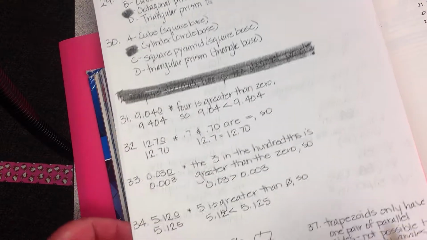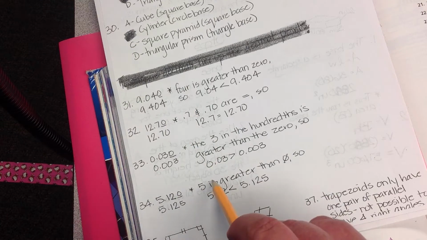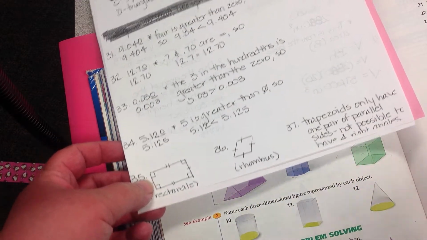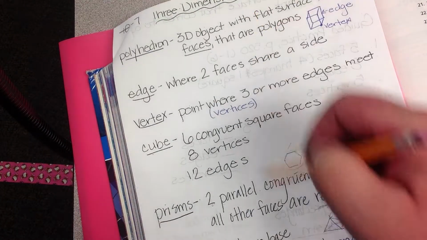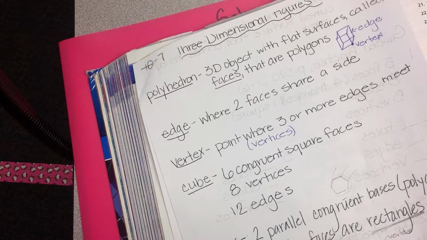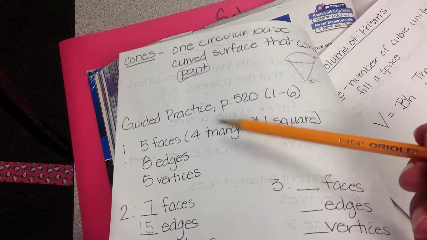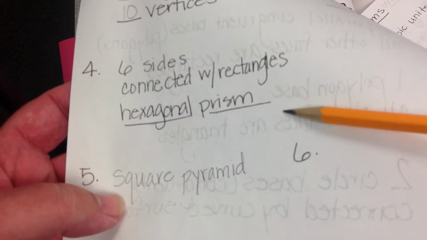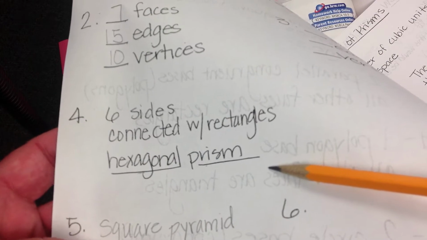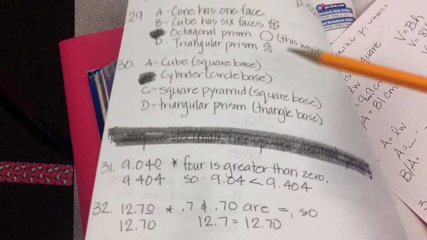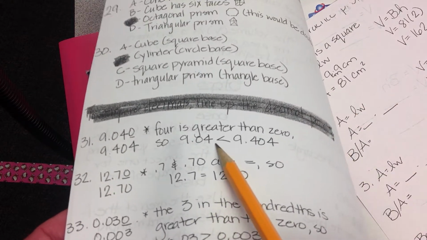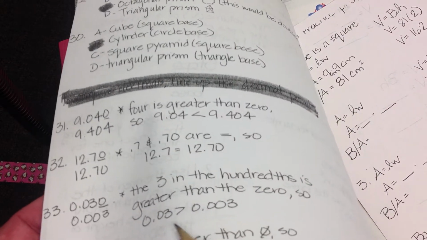Tomorrow on the quiz, I'm going to add in some comparing decimals, and I'm going to add in naming shapes, just like what you have in the box. So be prepared tomorrow for the quiz, first thing in the morning, to know the vocabulary that you were taught for lesson 10-7, to know how to identify faces, edges, and vertices, to know how to name various polygons or three-dimensional figures, and how to put decimals in order or compare them using less than, equal to, or greater than.